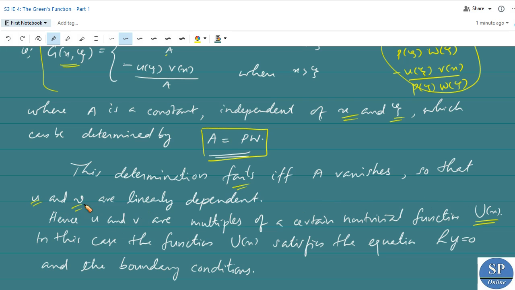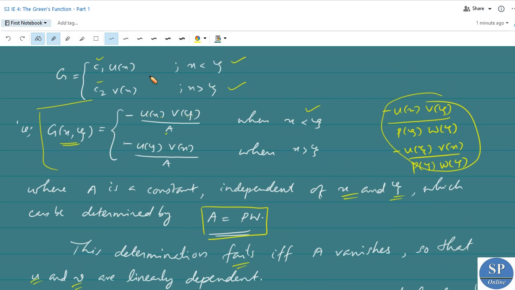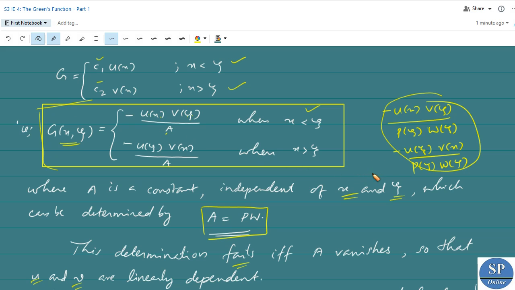That is, if u and v are linearly dependent, then both u and v are multiples of a certain non-trivial function, capital U of x. In this case, the function U of x satisfies the equation L of y equals 0 and the boundary conditions. So we have derived the Green's function for the boundary value problem Ly plus phi of x equals 0 along with the boundary conditions. Here Green's function g equals this g1 and g2, where a is p into w.